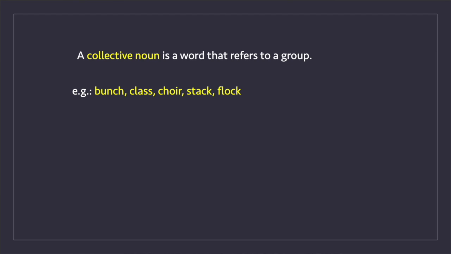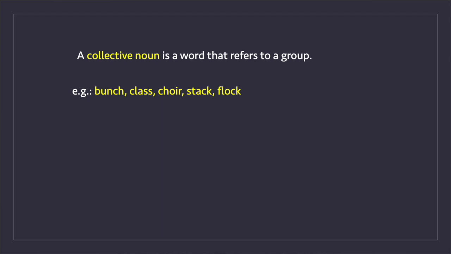When do we use this word bunch? We say a bunch of flowers or a bunch of keys. So that means one bunch contains many keys or many flowers. So bunch is singular, whereas flowers or keys are plural. The next word is class, which means a group of students. So it's one class with many students. The next word choir, again it means a group of singers. A stack of books or a stack of chairs. A flock of birds.